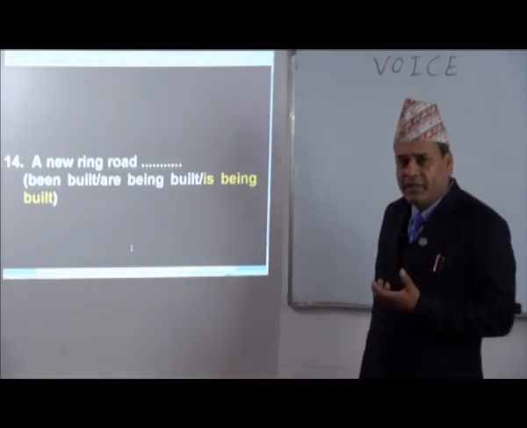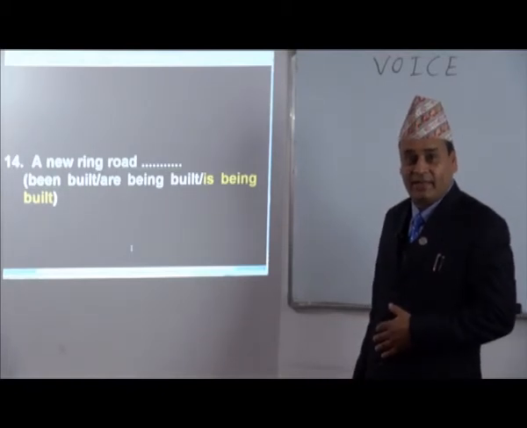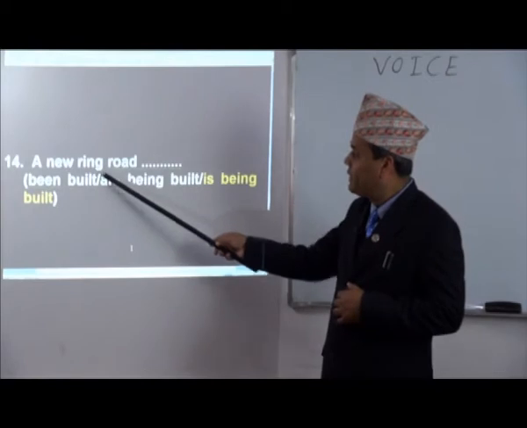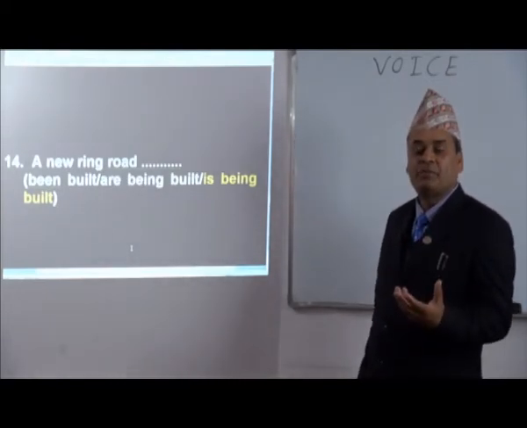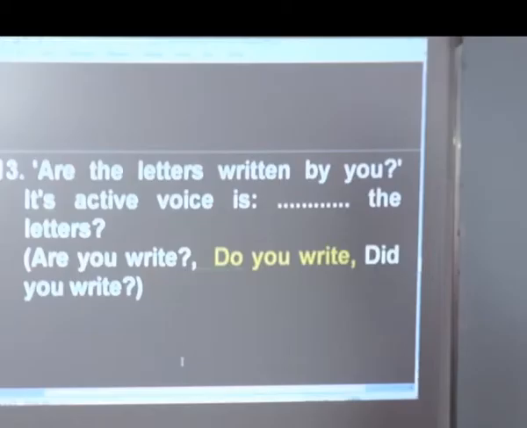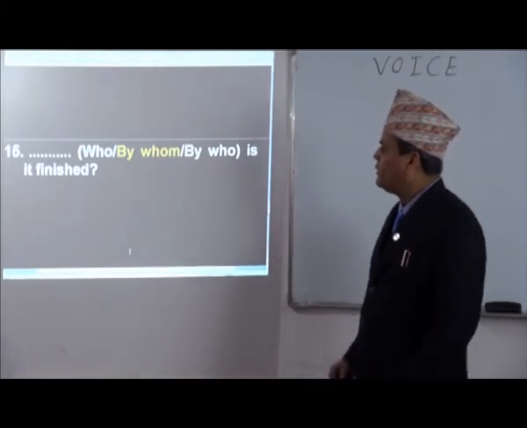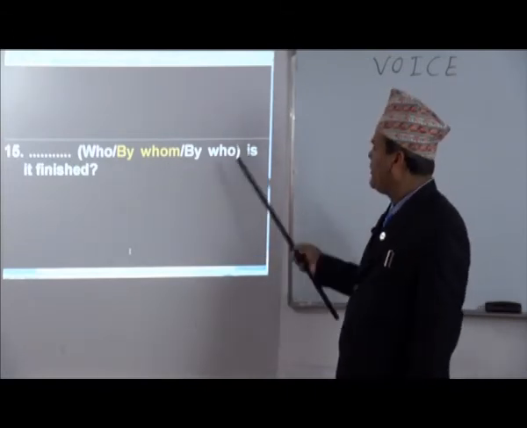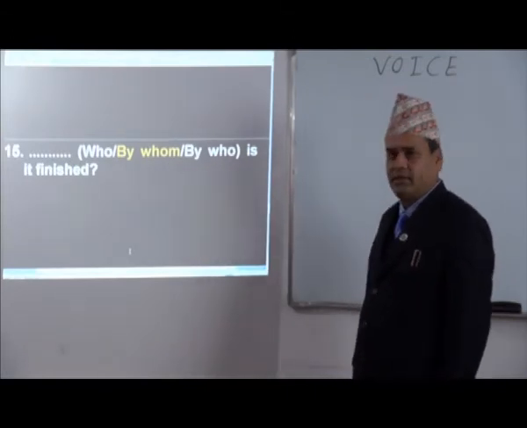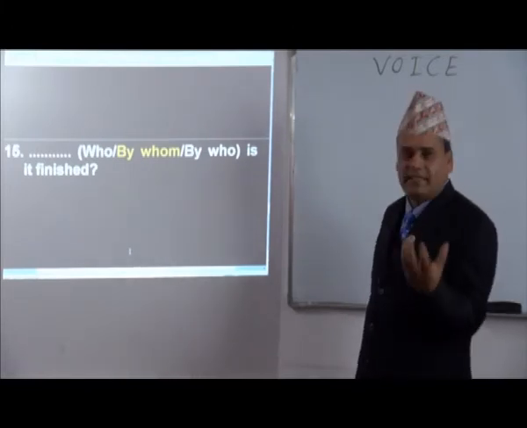Is it an agent? No, it's not an agent, right? So, when the subject which is not an agent comes, obviously we have to use passive form. Alright? So, here "A new ring road is being built." Similarly, in this question, we can use "by whom." "By whom is it finished?" When you make active form of this: "Who finished it?"